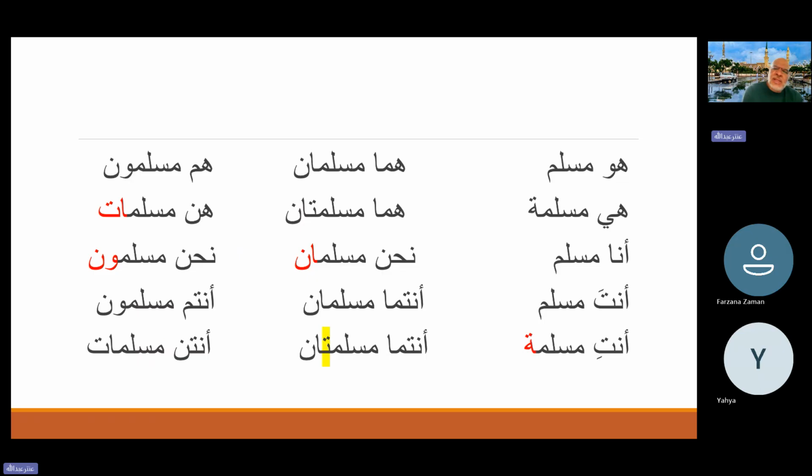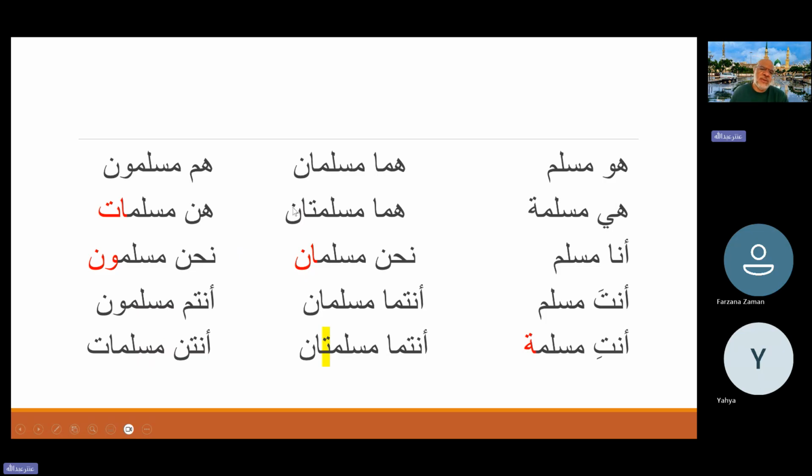We use them now with one complete sentence like "I am a Muslim," ana muslim, huwa muslim, hiya muslima. Hiya is female, so we have a ta marbuta. Anta muslim, anti muslima. For the dual, huma muslimani, huma muslimatani, nahnu muslimani, antuma muslimani, antuma muslimatani.